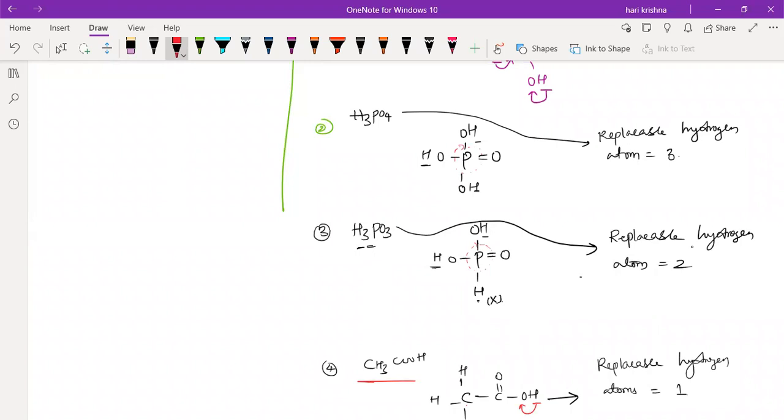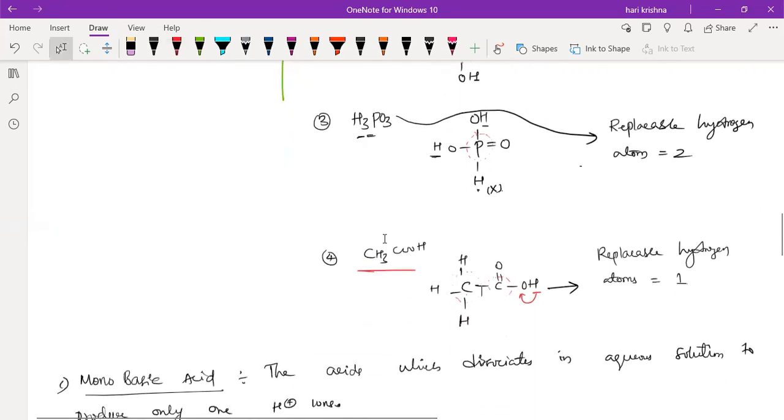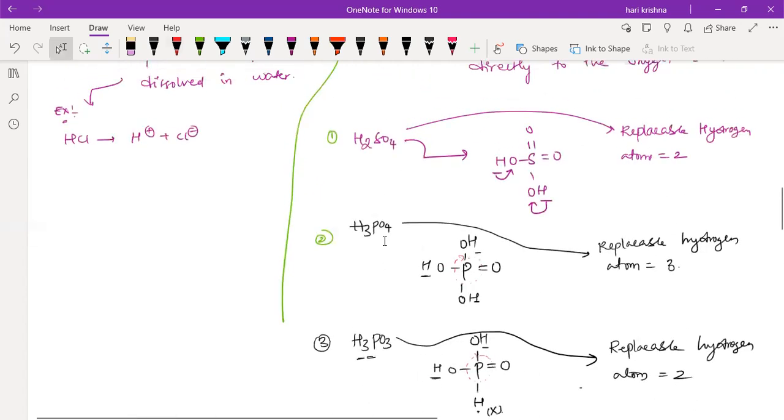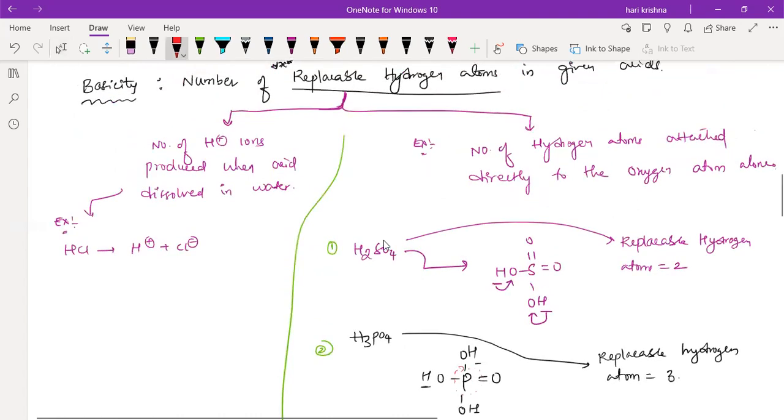Around the carbon, how many bonds are there always? 4, because it belongs to the 14th group. Here 4, here also 4. It can be a single bond or a double bond or a triple bond, but 4 bonds should be there always. Now, when you come to sulfur, 6 bonds. Now you got the idea.